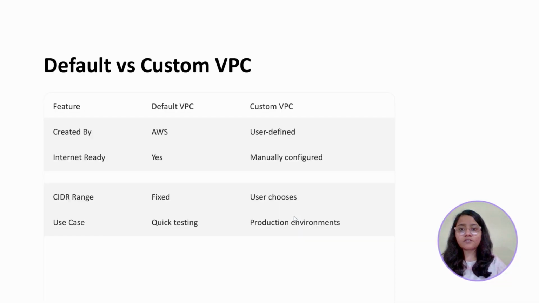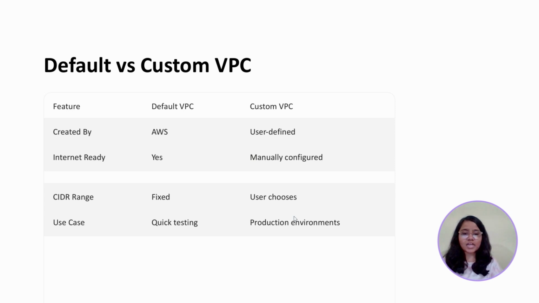Then default versus custom VPC. Most of the time you will be working with custom VPCs rather than the default one AWS provides. But what is the difference between them? Default VPCs are created by AWS and custom VPCs are created by us. Default VPCs are internet ready, while for a custom VPC we have to configure it. The CIDR range for a default VPC is fixed, and for a custom VPC we can choose it. The use case for a default VPC is quick testing, and custom VPCs are for production environments.